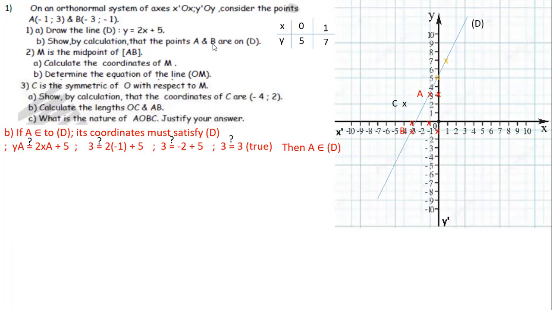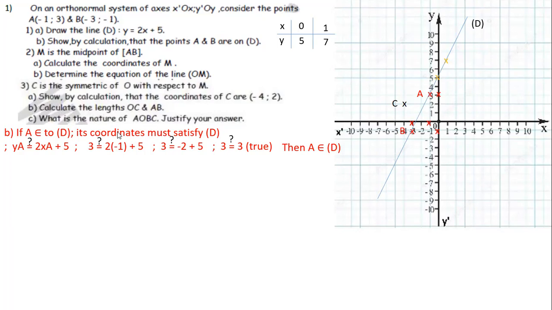Also, we should verify that B belongs to line D. What do we say? If B belongs to line D, we should... Yes Adam, like Alex did here. If B belongs to line D, its coordinates must satisfy D.